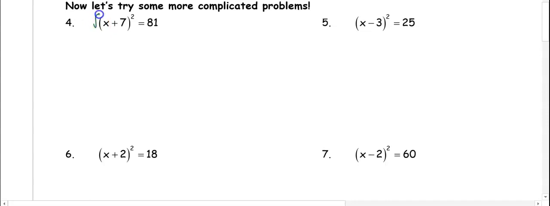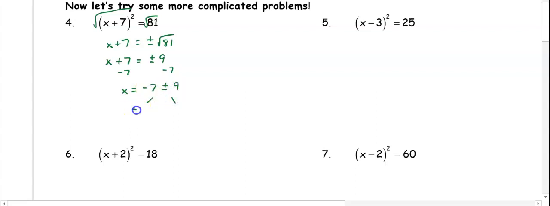So when we take the square root of both sides, we have x plus 7 equals plus or minus the square root of 81. Well, the square root of 81 is 9, so we have x plus 7 equals plus or minus 9. Now we want to get the x by itself still, so we're going to subtract 7 from both sides. So we get x equals negative 7 plus or minus 9. So that's going to give us two answers. We're going to have negative 7 plus 9, which means that x is going to equal 2, and we're going to have negative 7 minus 9, which means x is going to equal negative 16.